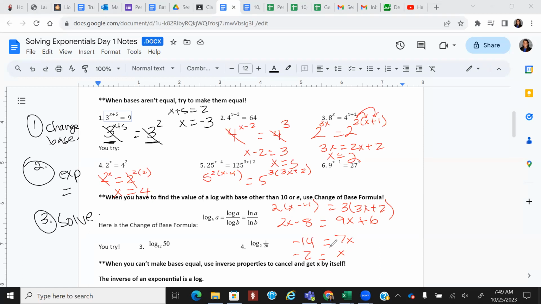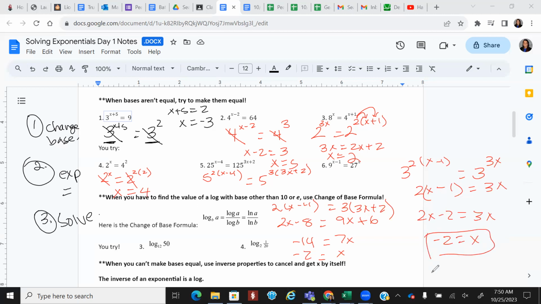The last one, we're going to change both of the bases because we can't raise 9 to some power to give us 27. So 3 to the second would give us 9, and 3 to the third would give us 27. Okay, now since they're the same base, I'm going to set them equal to each other, and distribute, and then solve. Questions on that?